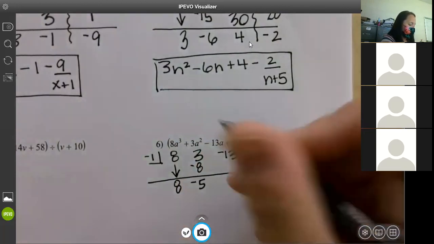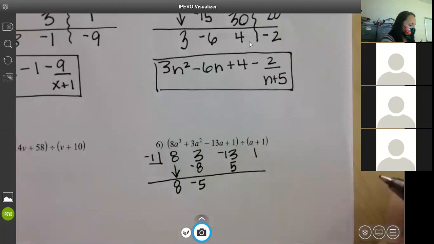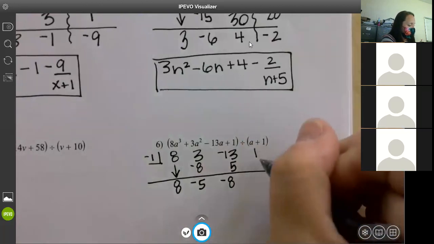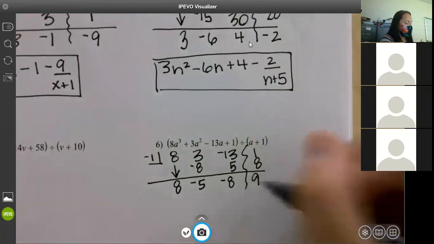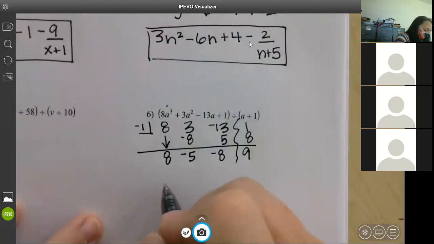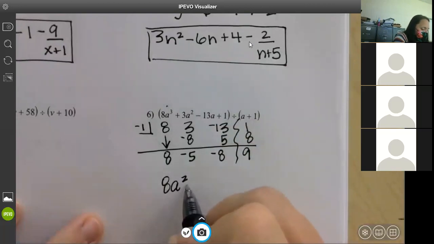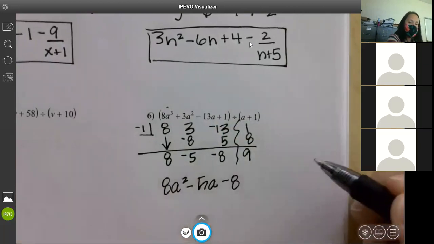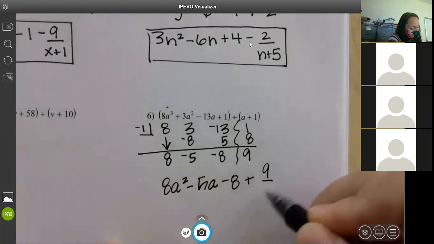Negative 5. Somebody else, multiply. Positive 5. Add it up. Negative 8. Multiply. Positive 8 gives you a remainder of 9. We started with a cubed. So our answer is going to start how? A squared. 8a squared. Keep going. Minus 5a. Keep going. Minus 8. Yes, perfect. And then? Plus 9 over a plus 1.